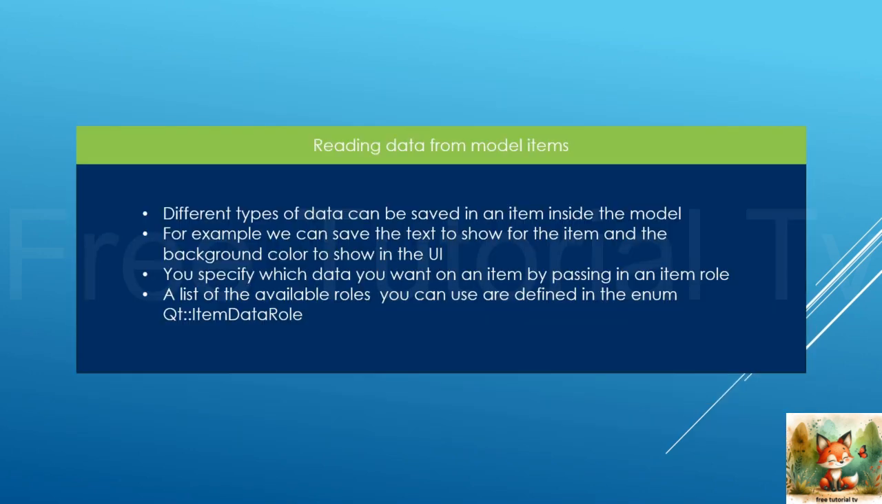Okay, now that we know about index, we can see how to read data from models. Different types of data can be saved in an item inside a model. For example, we can save the text to show for the item and the background color to show in the user interface. And you specify which kind of data you are looking for in the model by passing in an item data role. And this is specified by this enum here we have in the Qt framework.